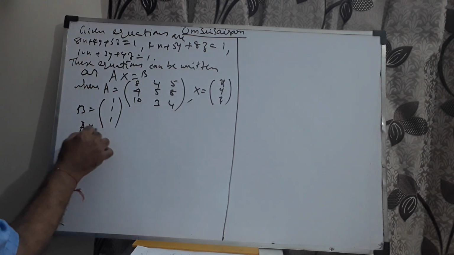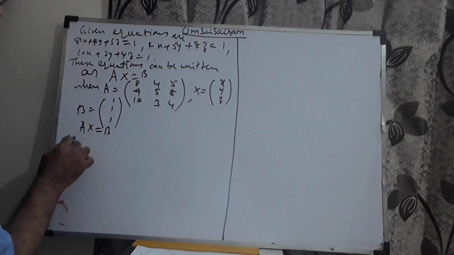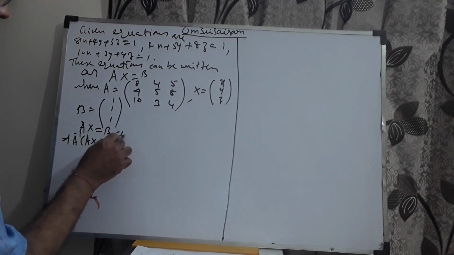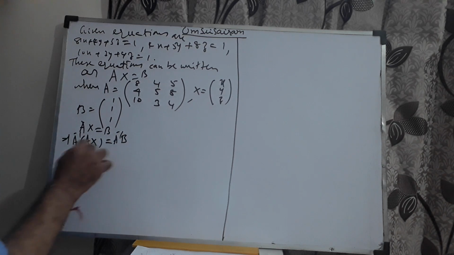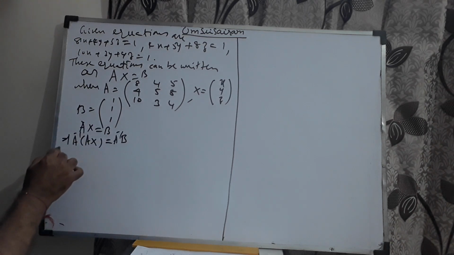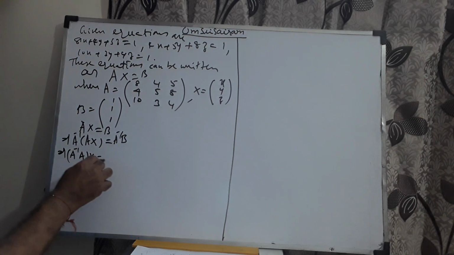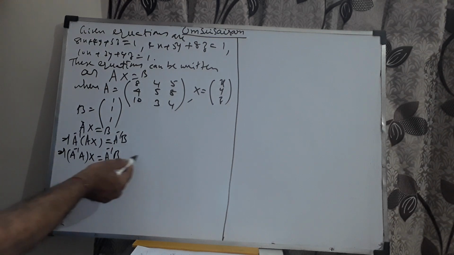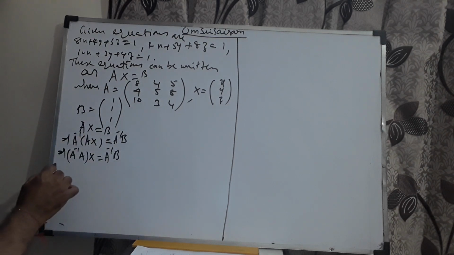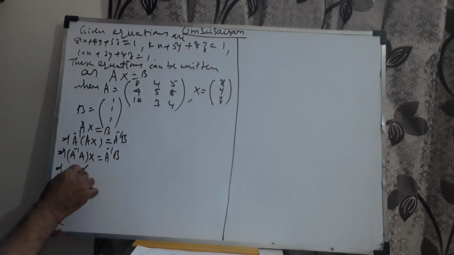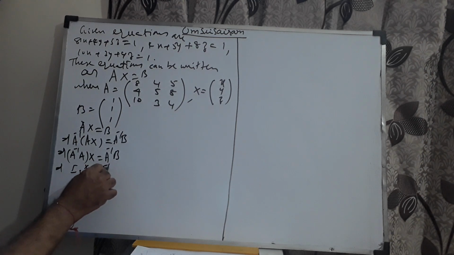Now AX equal to B implies A inverse into AX equal to A inverse B. You can very well write pre-multiplying A inverse on both sides. Here I will write it as A inverse into A into X is equal to A inverse B. Because matrix multiplication is associative, you can very well write, which will imply I3 into X equal to A inverse B.